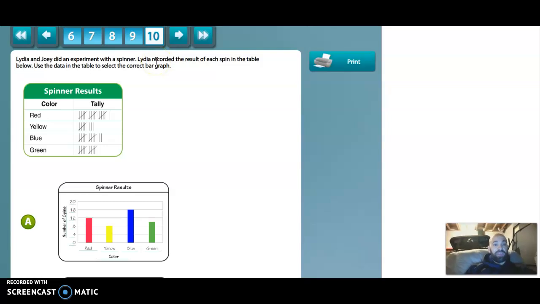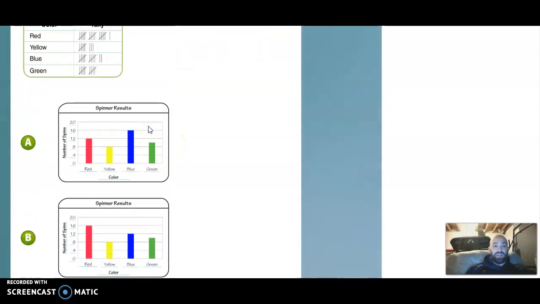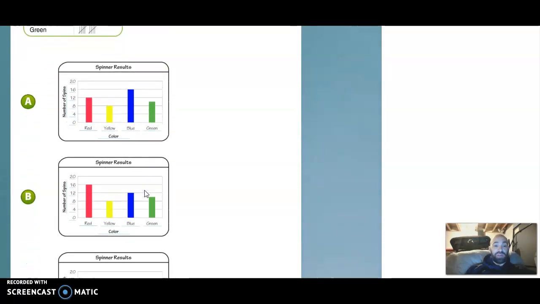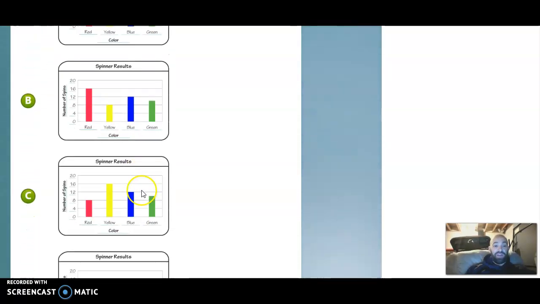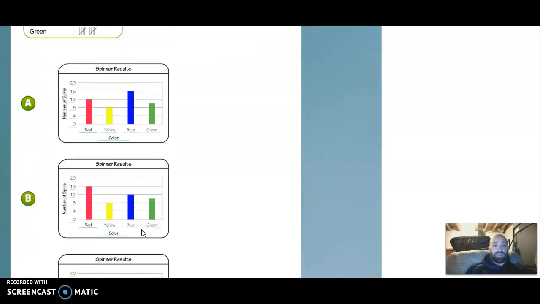Lydia and Joey did an experiment with a spinner. Lydia recorded the result of each spin in the table below. Use the data in the table to, same thing. So we have a tally chart. This one's a lot bigger. A tally chart, and only one of these shows the correct data. So you got to choose the correct one. Which one shows the correct data?